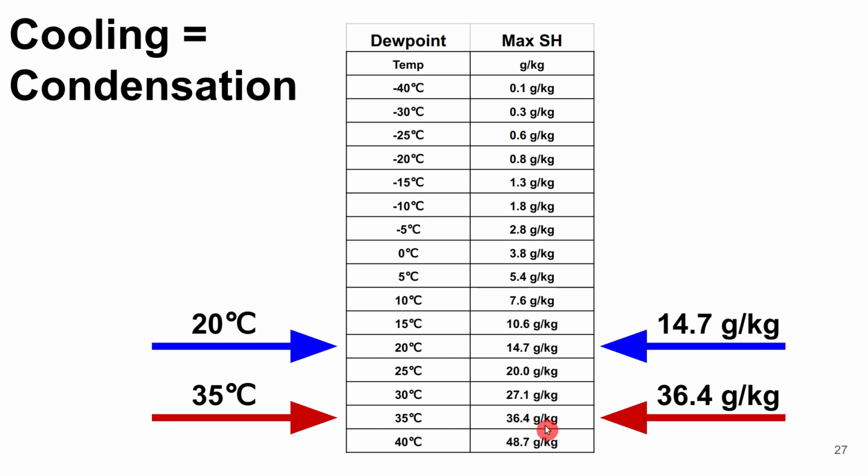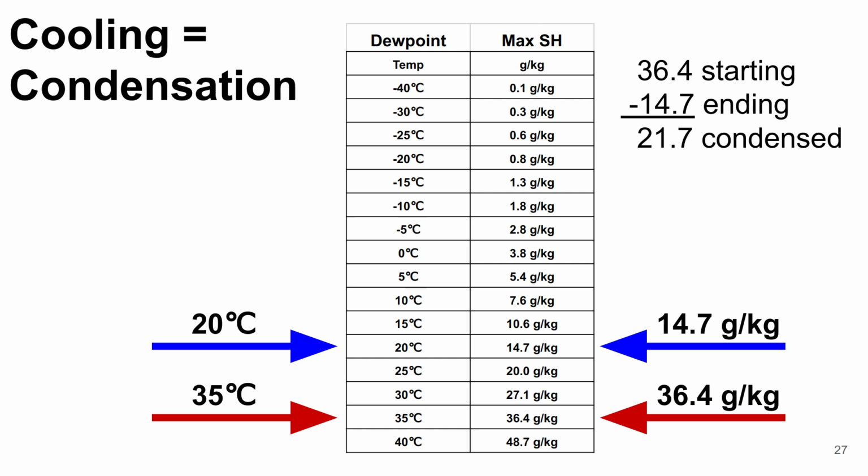So in this case, if the air cools by 15 degrees down to 20 degrees Celsius, we had 36.4 grams per kilogram, and now the max is 14.7. So we started with 36.4, we now have 14.7. 21.7 grams of water vapor would have condensed out because the new maximum is 14.7. That's all you can have. Anything over that is going to condense out.